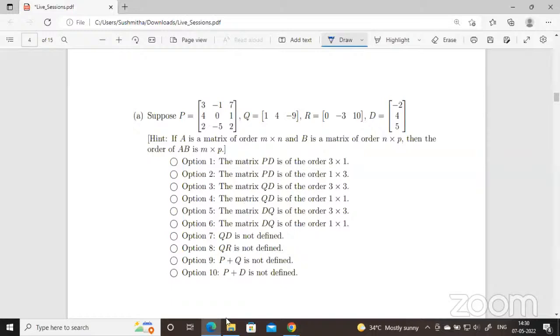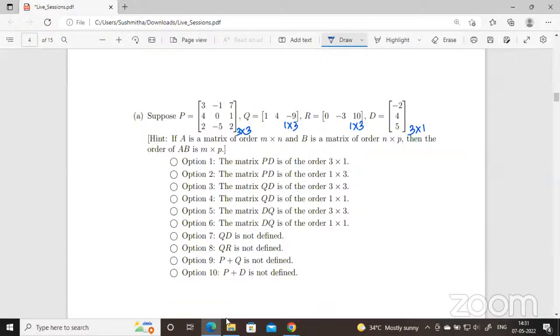What is the order of P? 3 by 3. Q is 1 cross 3, 1 row and 3 columns. R is 1 cross 3. D is 3 cross 1, 3 rows and 1 column.